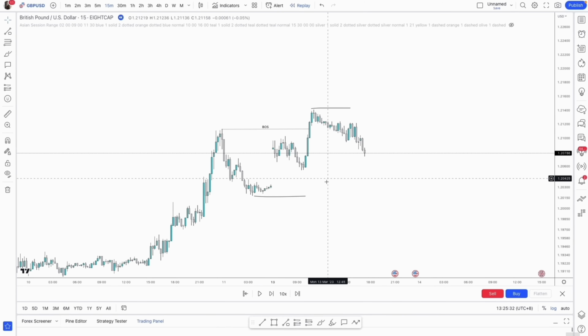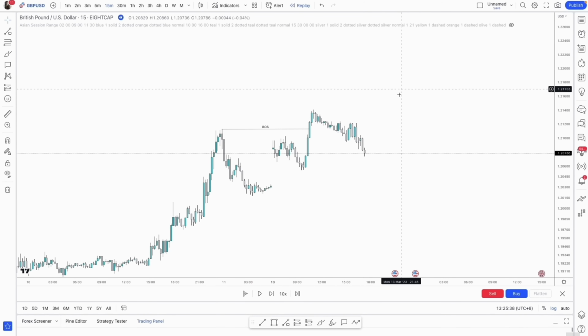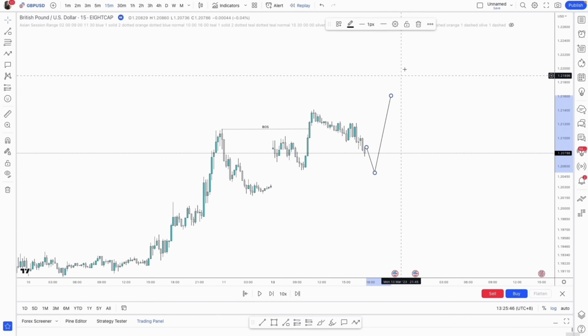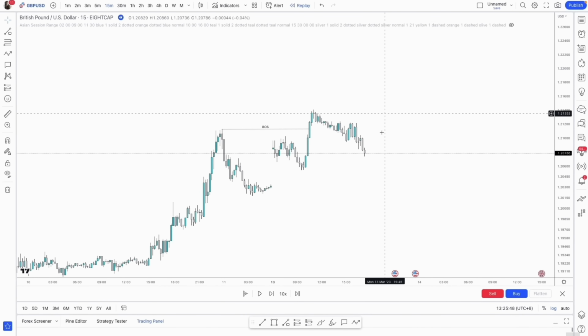So now that we've broken structure and we're ranging from this low to this high, it's pretty simple. Because structure is bullish, we're just expecting a higher low and then a higher high. Something along the lines of this. So we just need to wait then for our confirmation, a point of interest to get involved in this market.